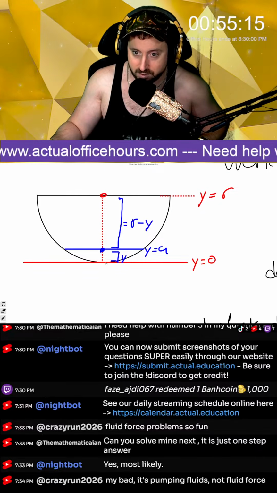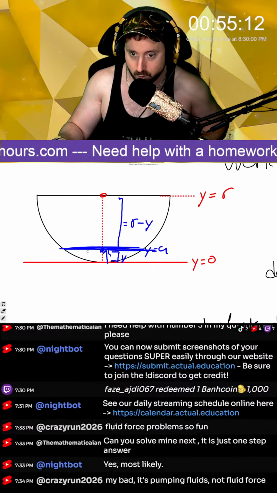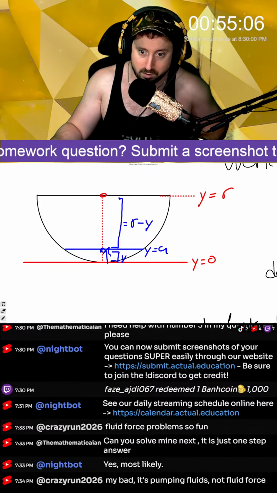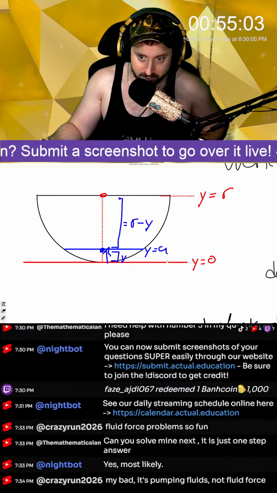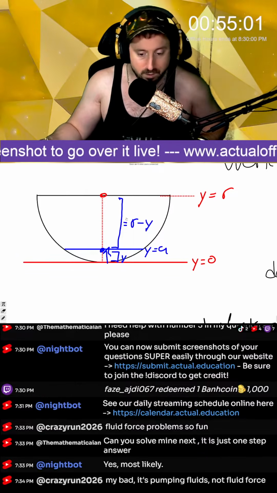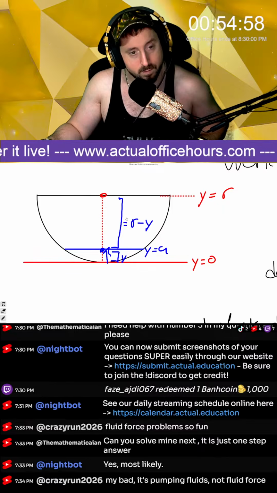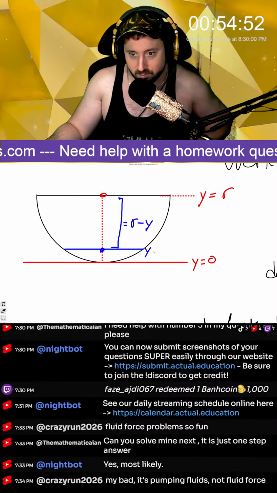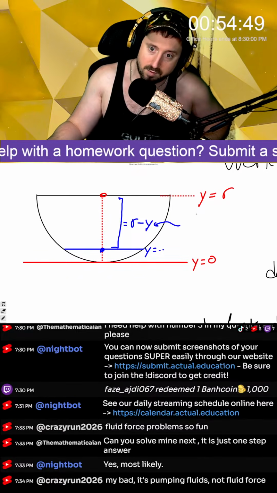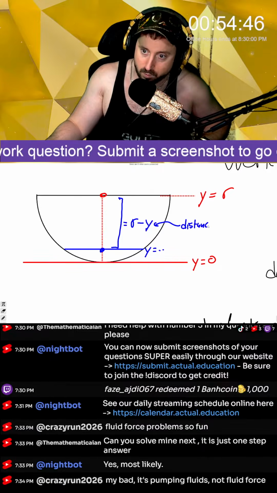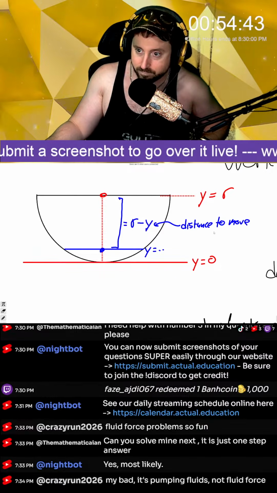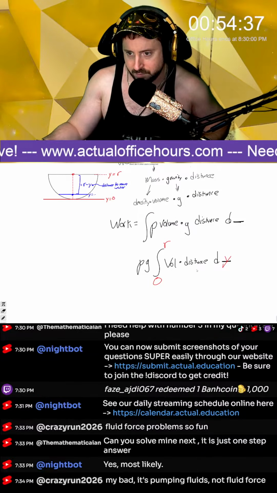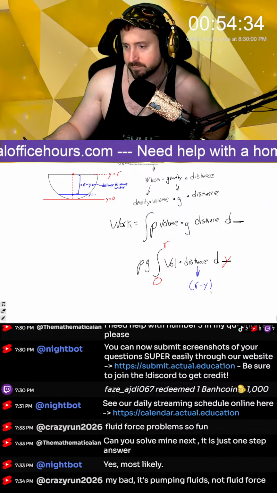Because this right here is how far up we are at the water we're looking at, and the distance it needs to move, well, if it was from the ground it would have to move r, but it's already moved some little distance y, so the total distance it needs to move is only r minus y. So here I'm just going to say this is y equals something, and this is going to be the distance to move the water. So now this can be replaced with r minus y.